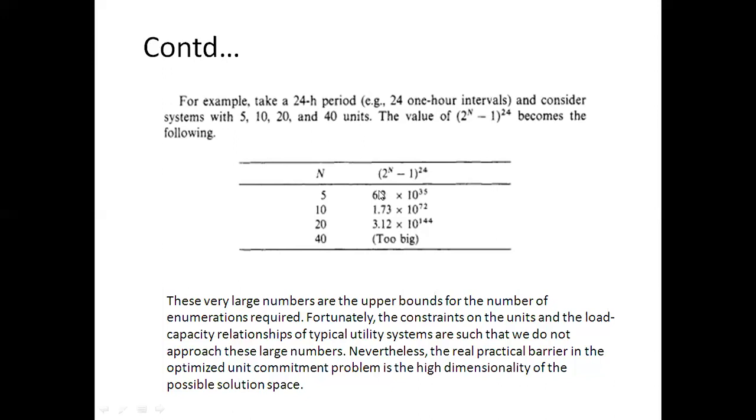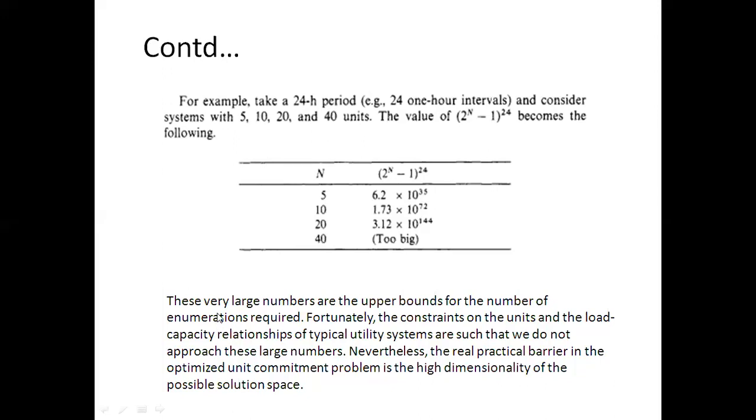The table becomes n and (2 to the power n minus 1) to the power 24. For 5, it will be 6.2 into 10 to the power 35. For 10, it will be 1.73 into 10 to the power 72. For n equal to 20, it is 3.12 into 10 to the power 144. For 40, it is too big.